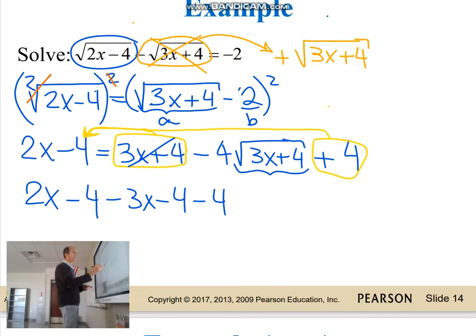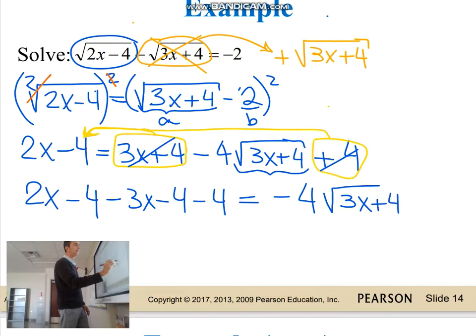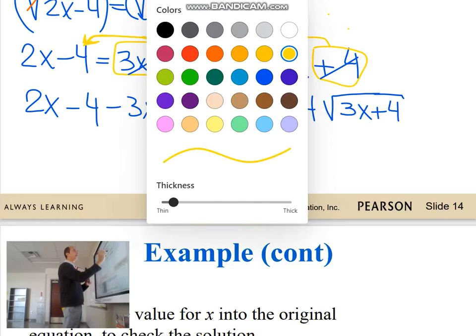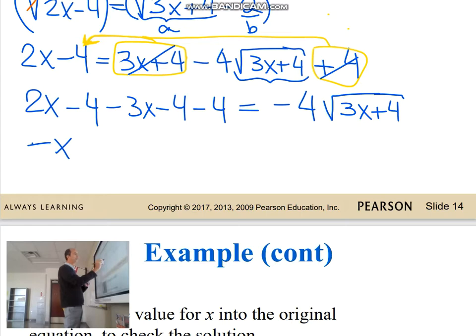Okay, this is what I mean by moving to the other side: the addition property of equality. Equals negative 4 times the square root of 3x plus 4. You can pause the video and check if you understand. We can simplify and combine like terms: 2x minus 3x is negative x, and negative 4 minus 4 minus 4 is negative 12, equals negative 4 square root of 3x plus 4.